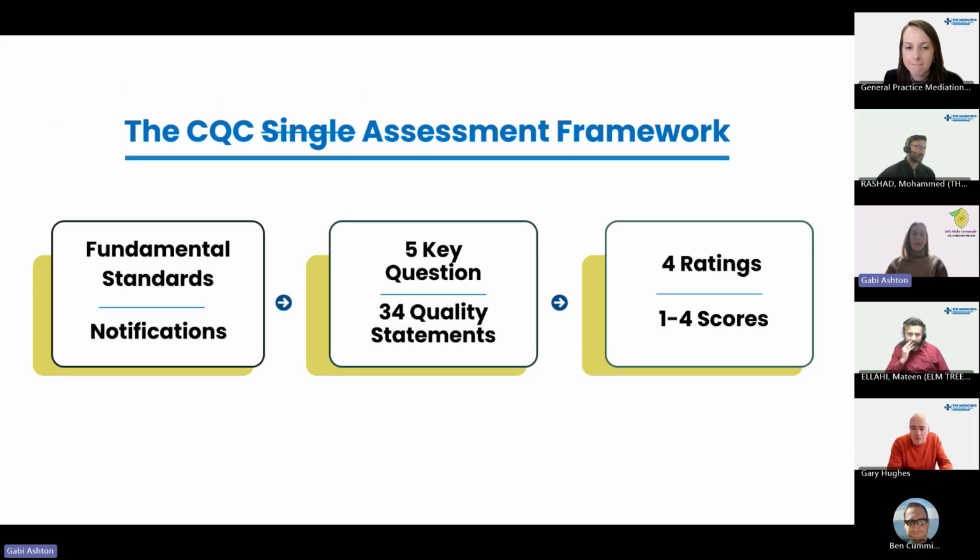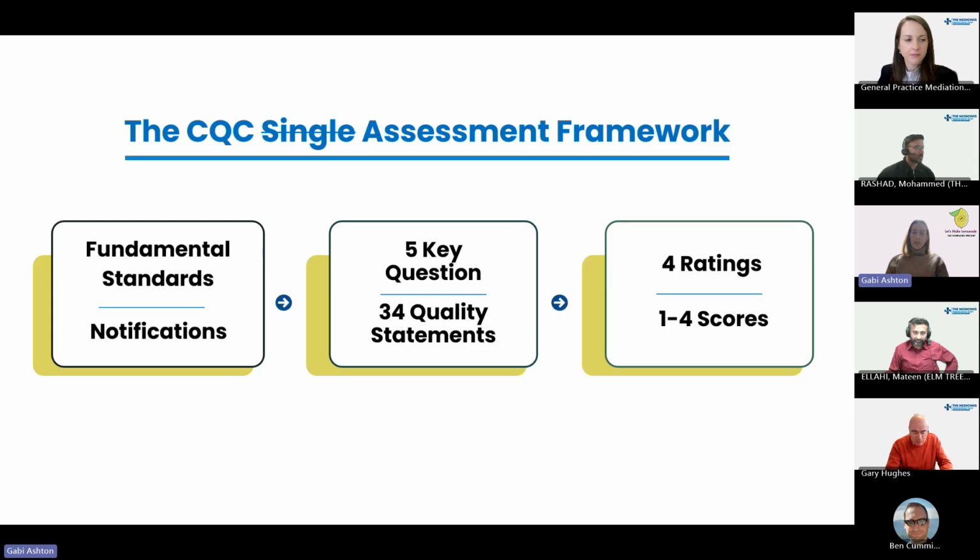So the CQC Assessment Framework, this is currently how it stands. We have got a slide about the future plans for the CQC later on, but it's just important to highlight that this particular framework is what exists now, and there aren't any plans for this to change for at least 2026 and 2027 while the CQC are in a period of change and consultation and review. So for now, this is what we have.